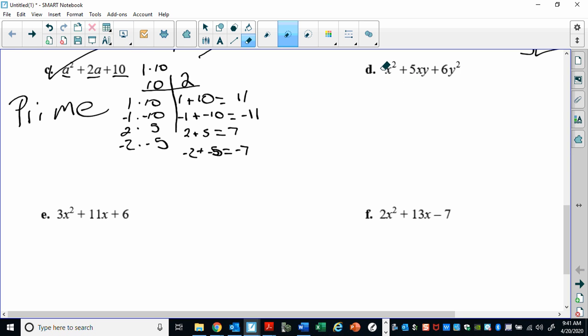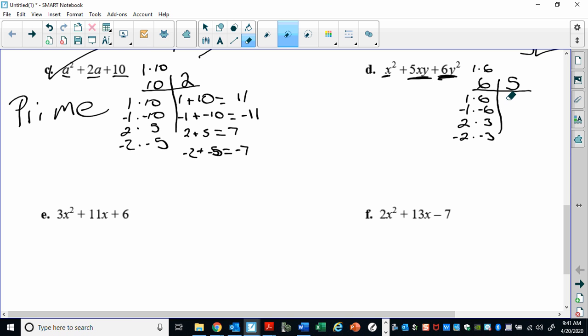So here we have A times C again. When that's a 1, there's nothing that comes out. So we'll do A times C again. A times C is 1 times 6. That's going to give us 6 here. And then we have just the value of B, which is 5. So now we do 1 times 6, negative 1 times negative 6, 2 times 3, and negative 2 times negative 3.